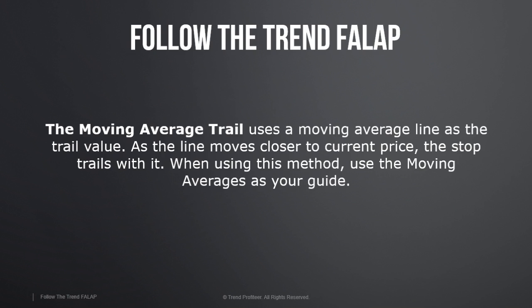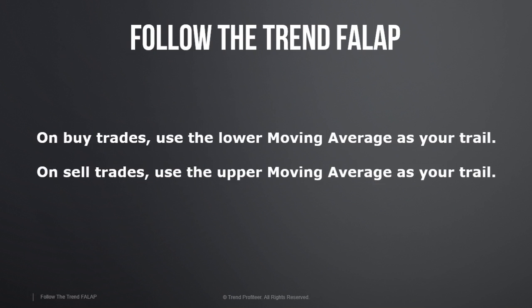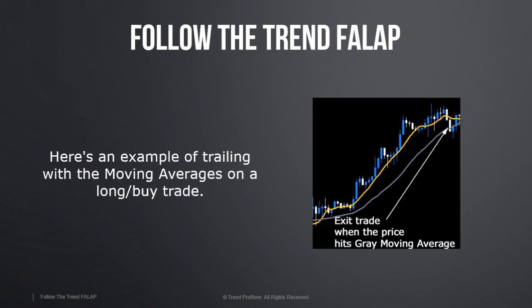When using this method, use the moving averages as your guide. So on buy trades, use the lower moving average as your trail, and on sell trades, use the upper moving average as your trail. So you can use the fast moving average, that would be the gold moving average, but it's your choice at the end of the day, depending on how tight you want to make it or how liberal you want to be with your trailing.